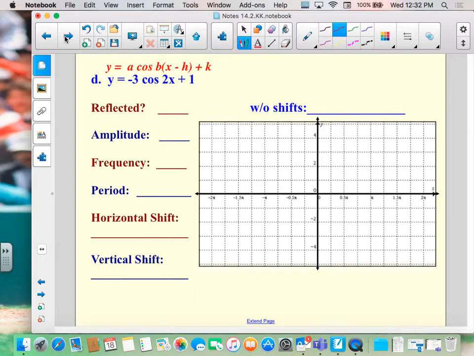Now we're going to flip a cosine. As you can probably see, this one is reflected because we have a negative A. So the amplitude is 3. Remember, the amplitude is the absolute value of A. B is 2.